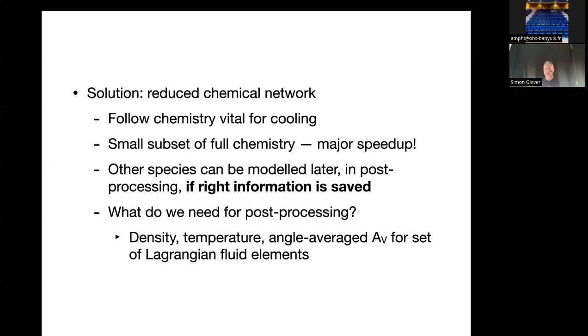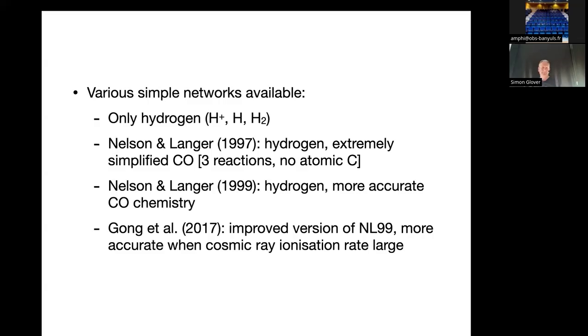You can model the rest of the chemistry with post-processing as long as during the simulation you save the right information. Now, this is something I don't really have the time to go into detail about, but basically the right information here is, for a set of Lagrangian fluid elements, the density, temperature, angle-averaged extinction, and things. If you're putting Lagrangian tracer particles into a simulation which are recording this information, you can later use that information to post-process your chemistry and get the results you would have gotten if you had followed the full chemistry from the start in the simulation. If you want to know more about that, come talk to me later.